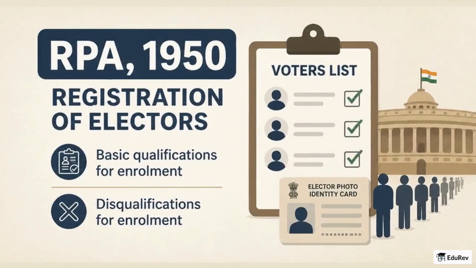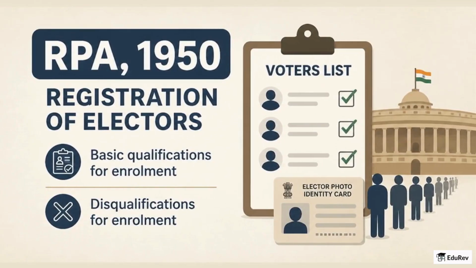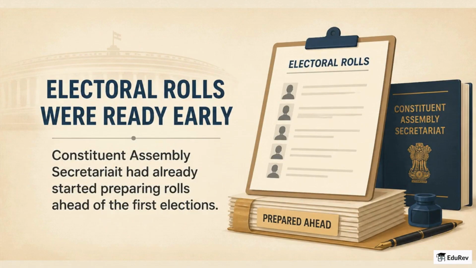The 1950 Act covered registration of electors for parliamentary, assembly, and council constituencies and laid down basic qualifications and disqualifications for enrollment on the voters' list. You may ask why electoral rolls were ready so soon. That was because the Constituent Assembly Secretariat had already started preparing rolls ahead of the first elections.